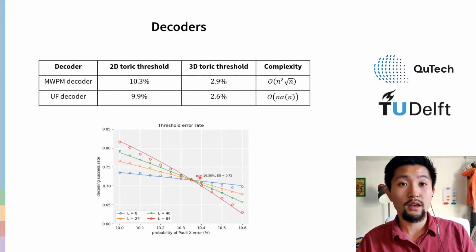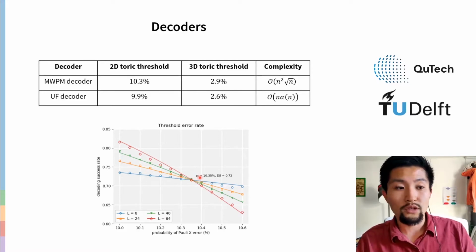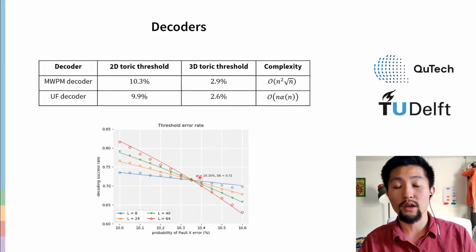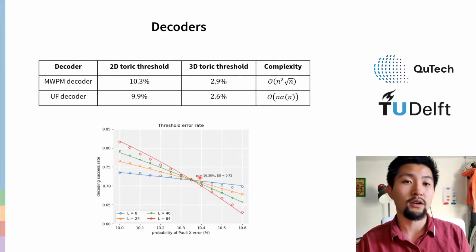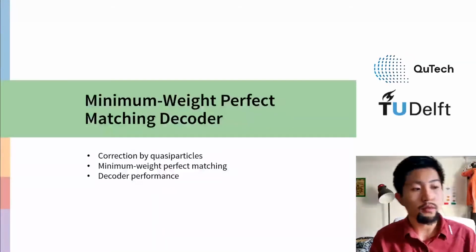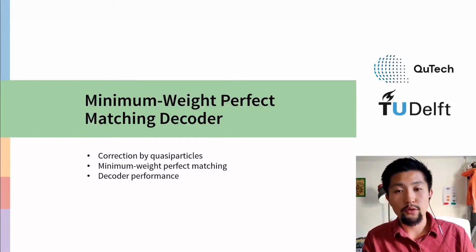And the second thing that we use is the decoder complexity, which is just how the decoder scales in terms of running time with ever increasing lattice sizes. Now, what you would want is a decoder with a high decoder threshold and a low complexity. And the first decoder that we'll be covering here is the minimum weight perfect matching decoder.